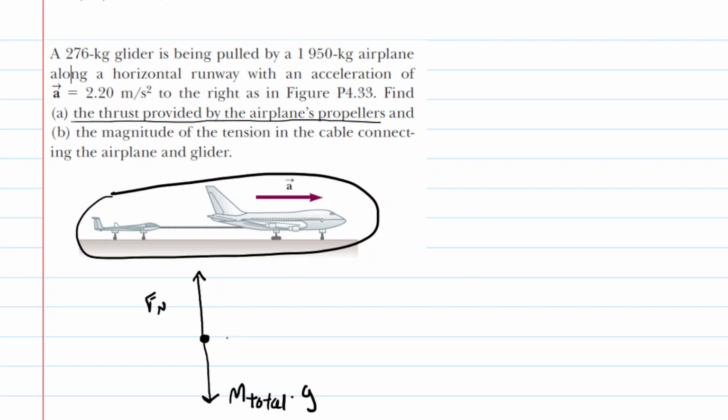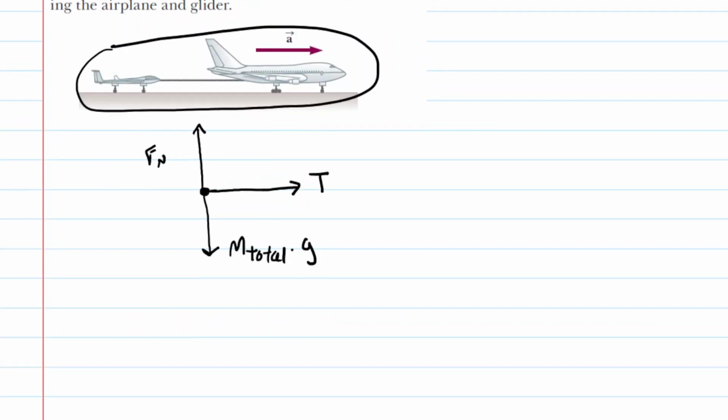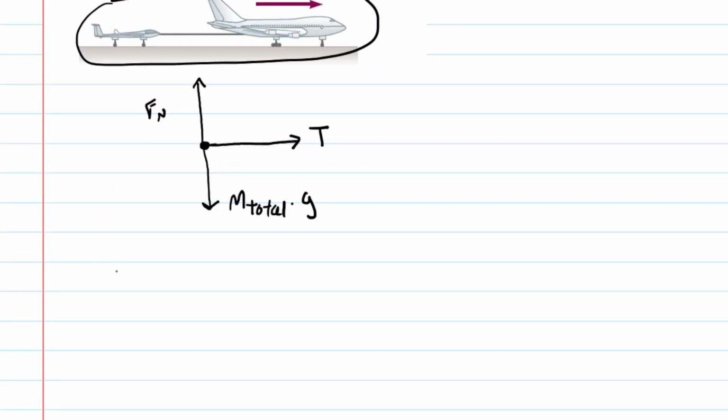And then, of course, we have the propeller, which is providing this thrust force. We're just going to call that T for thrust. And that is the force that we are actually trying to compute here. Now, how do we do that? Well, we could apply Newton's second law in the x direction. And this simply tells us that the sum of the forces that are acting in the x direction is equal to the mass of our system multiplied by the acceleration of our system.